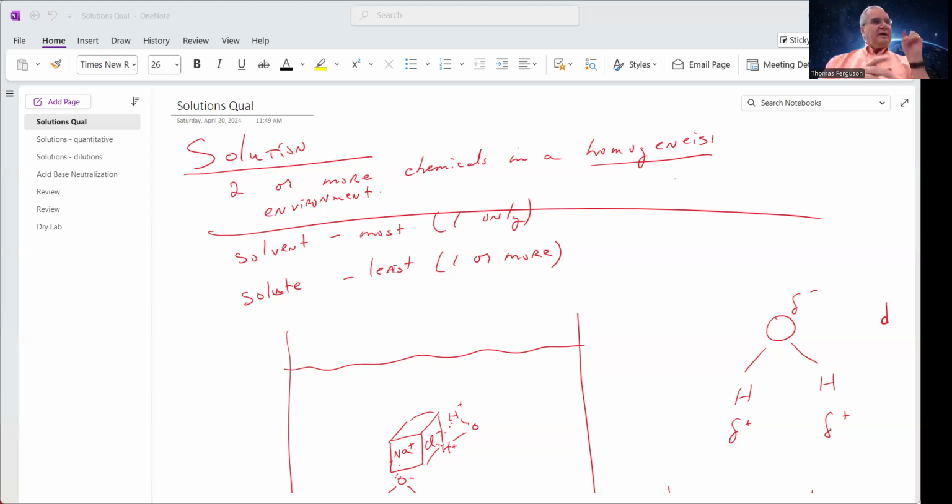Solutions are any two chemicals that homogeneously mix. Homogeneous means you cannot tell the difference between one versus the other. I'll give you an example of that. Vodka is made up of two things: ethanol, which is drinking alcohol, and water. Can you tell the difference between the water and the alcohol in there? It looks just like plain old water. That's a good example of a solution.